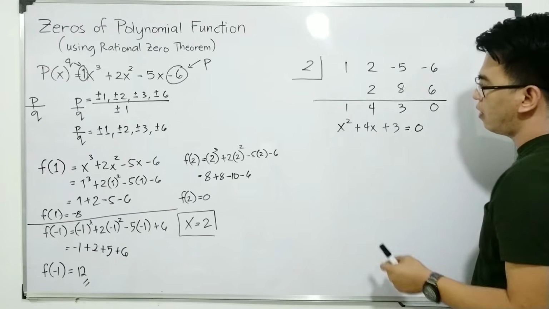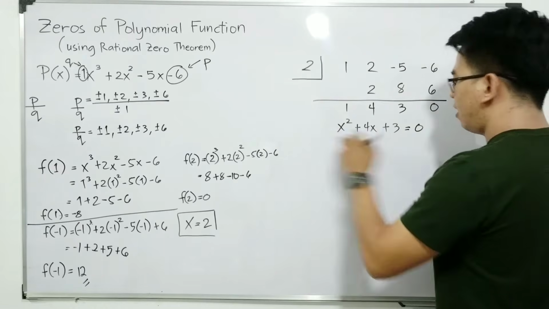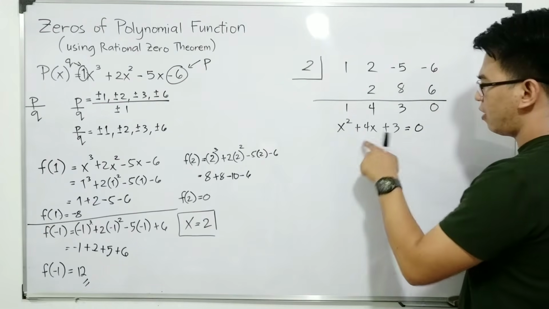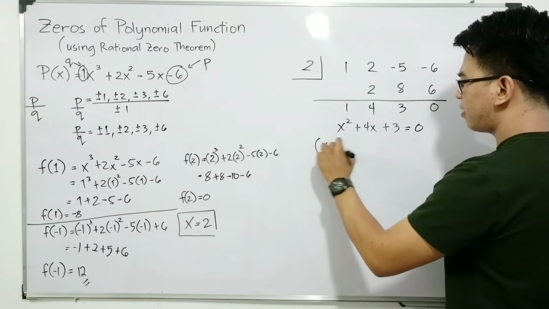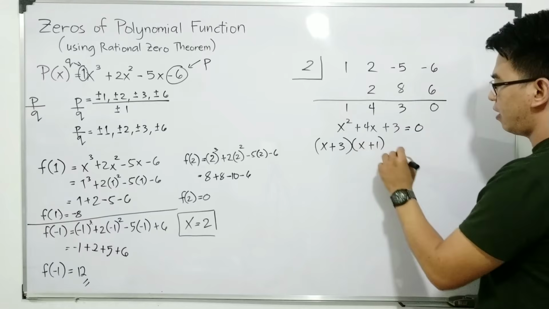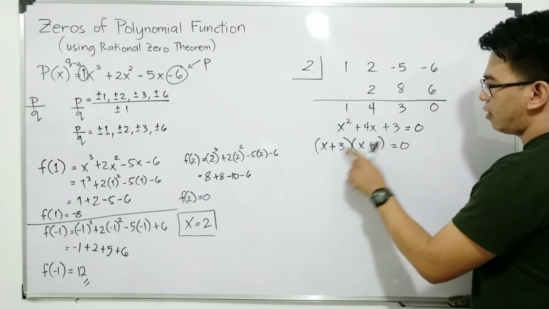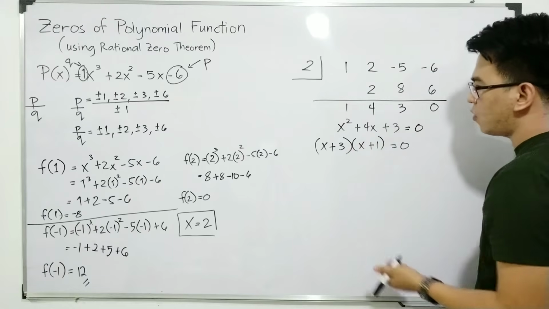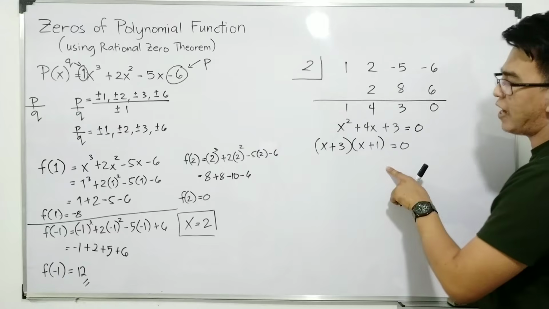Gagamit tayo ng factoring. Wherein to factor out x squared plus 4x plus 3, the factors of 3 to make it 4, that is x plus 3 times x plus 1 is equal to 0. So 3 times 1 is 3. 3 plus 1 is 4. So we can use the zero product property to equate each factor by 0.